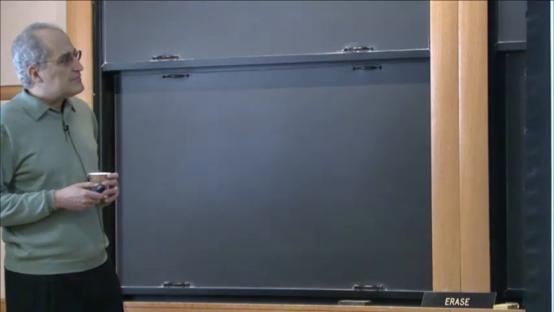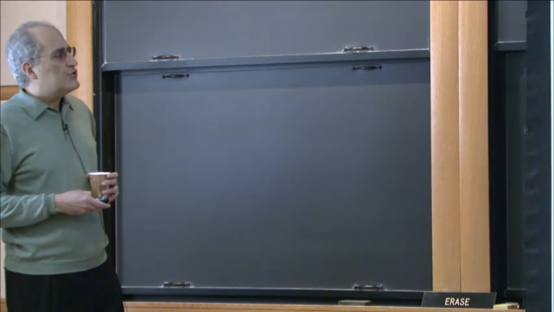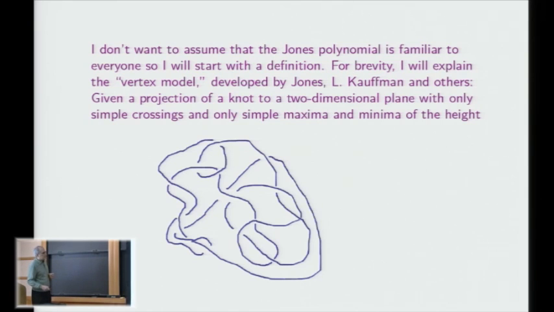definition. For brevity, I'll explain the Jones polynomial via the vertex model, which goes back to work of Jones, Kauffman, and others in the mid-80s. So we start by projecting a knot to a two-dimensional plane, which you can think of as the plane of the screen. We pick the projection so that the knot is immersed in the plane with only simple crossings, and also so that the height function, which you can think of simply as the height on the page, has only simple maxima and minima. This should have been drawn better to make that more clear.